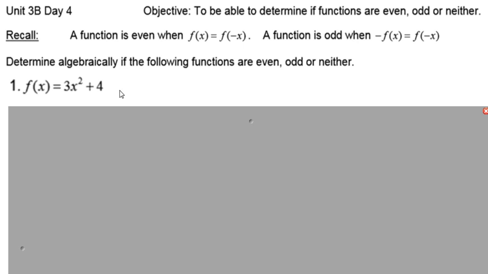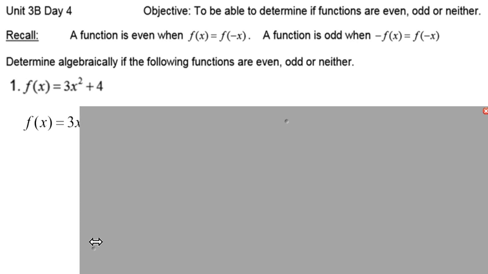Here we have a quadratic function, f of x equals 3x squared plus 4. What we're going to do is compare our original function to 2 transformations. One where we're reflecting it over the y-axis, and the other when we're reflecting it over the x-axis. So we're going to set up our 2 rules.